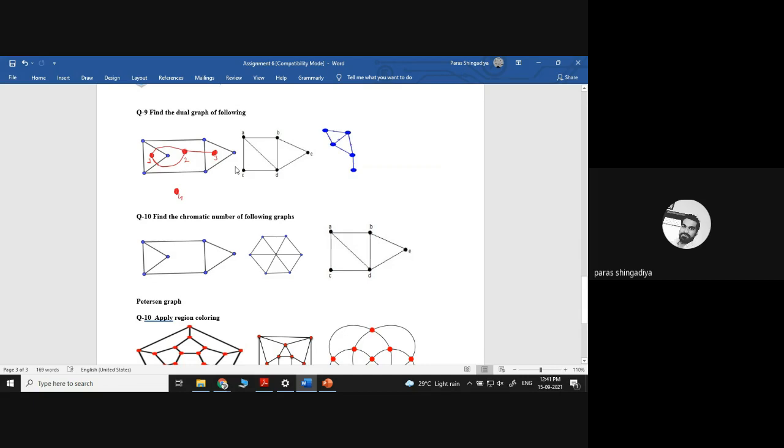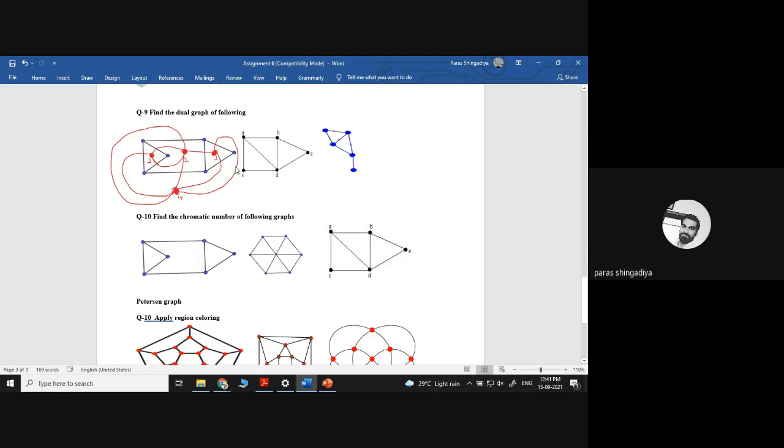Now do it for the exterior region also. 1 is adjacent by this left hand side edge with 4, so connect 1 and 4, crossing this edge. Similarly, 2 with 4 is adjacent with the below edge, and 2 with 4 is adjacent with the above edge, so connect it. 3 with 4 is adjacent with this below edge, and 3 with 4 is adjacent with this above edge. So cross it and connect 3 and 4. It is the dual graph of this one.